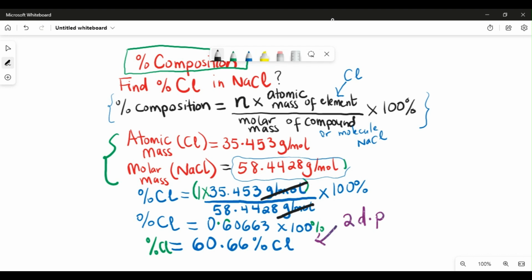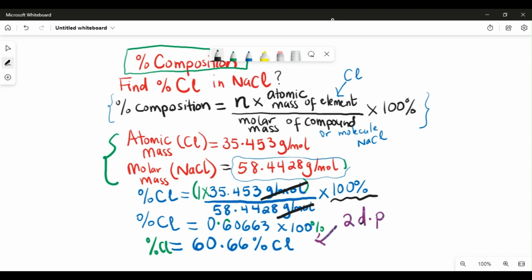And when we divide 35.453 by 58.4428, we end up with 0.60663 times 100%. Never forget the 100% since we're actually solving for percent composition. So never forget that.